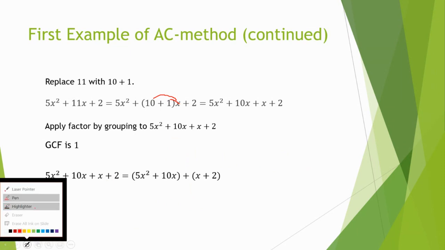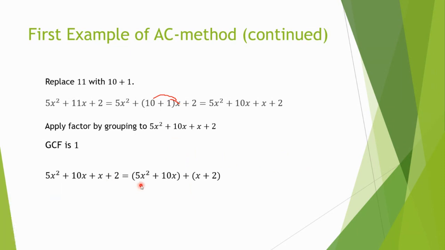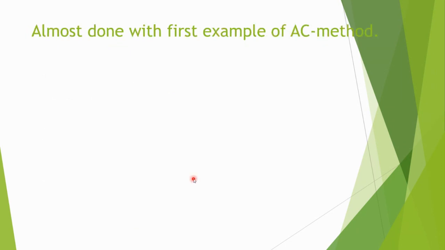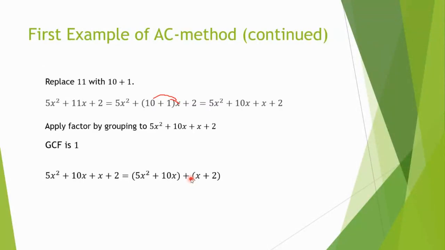But once we get that, what do we do next? Well, in factor by grouping, we form those 2 groups using parentheses. So what do we have? We have 5x squared plus 10x, x plus 2. And now we have to factor each of these 2 groups. That is, we have to find the GCF of each group individually. So that's what I'm doing.